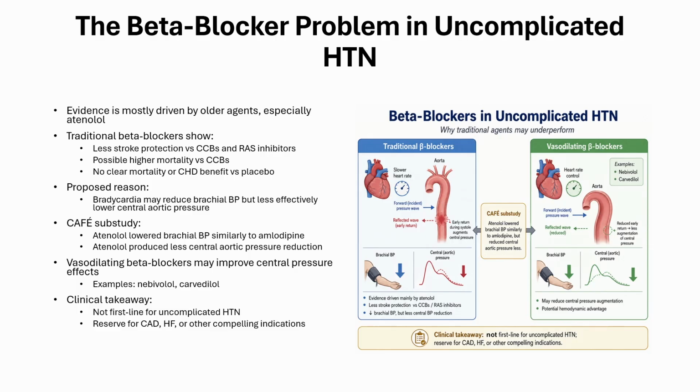One proposed explanation is the central pressure hypothesis. Traditional beta blockers slow heart rate, which may allow reflected pressure waves to return during systole and increase central aortic pressure despite lowering brachial blood pressure. This was shown in the CAFE sub-study where atenolol lowered brachial blood pressure similar to amlodipine, but atenolol resulted in a smaller decrease in central aortic pressure.